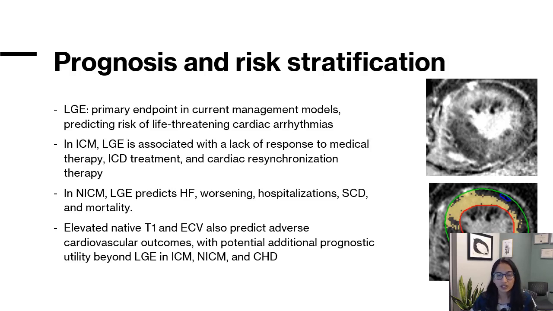Elevated native T1 and ECV also predict adverse cardiovascular outcomes with potential additional prognostic utility beyond LGE. This is an example of concentric hypertrophic cardiomyopathy associated with an extensive scar burden, which can be accurately quantified using MRI.